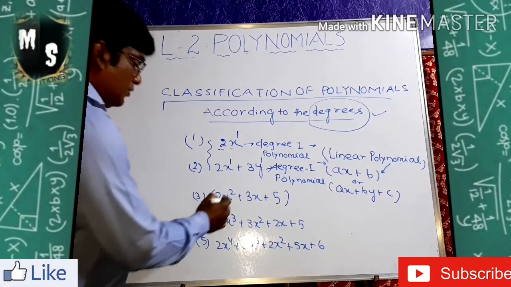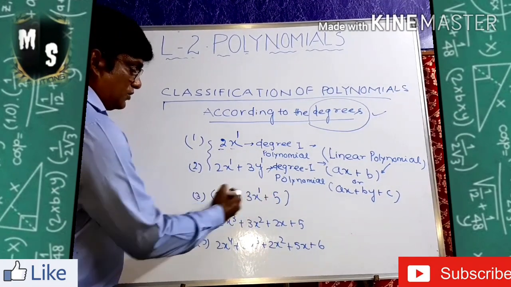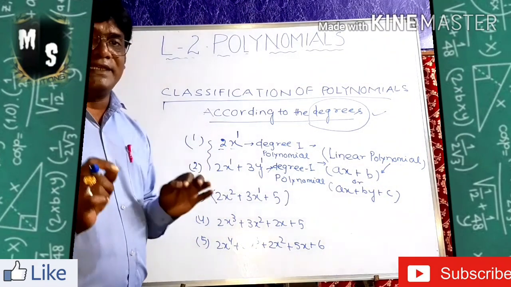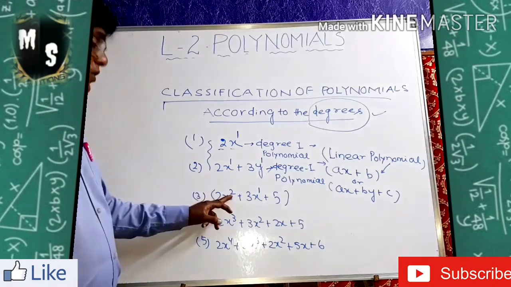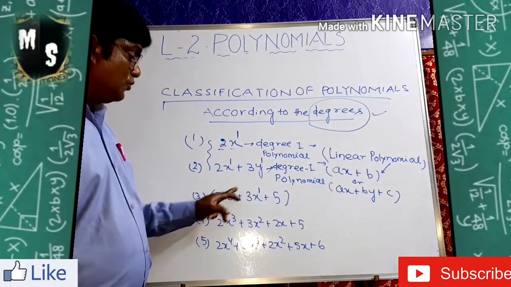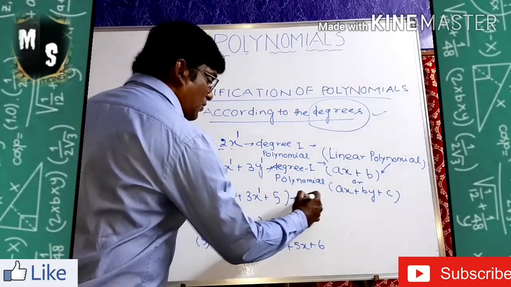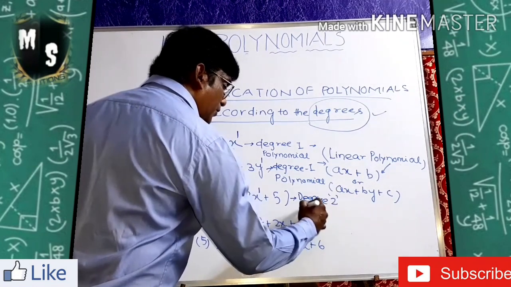But you will ask me, sir, here x to the power 2 and here x to the power 1, so which one do we have to consider? The highest degree of the variable should be considered. The highest degree of the variable is 2 here. So it is called a degree 2 polynomial.